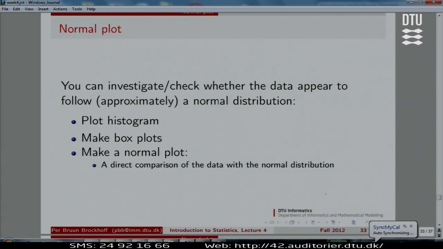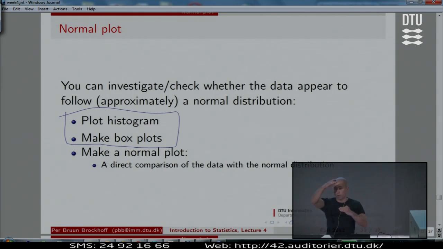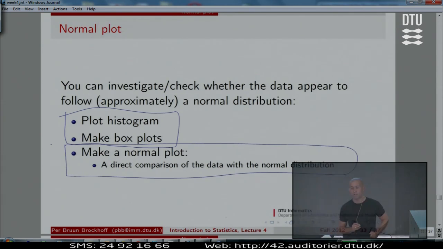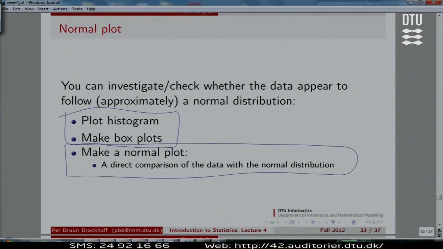To investigate this, we already saw a couple of tools into play. The most obvious tools to check whether data comes from a normal distribution are, of course, to make some simple plottings by histograms, as we just did, or maybe by box plots to see if the box plot is symmetric. That is a nice diagnostic tool for investigating whether data appears to be normal. However, there are more detailed, more elaborate approaches to actually make this comparison. And this is called the normal plot. And it has a formal definition and a formal approach of doing a normal plot.